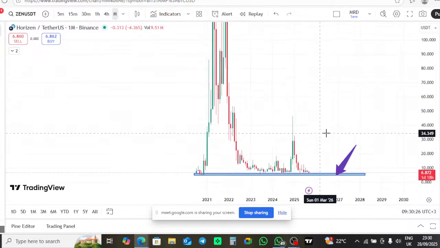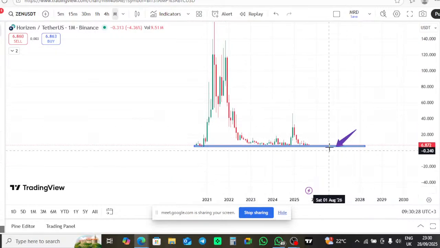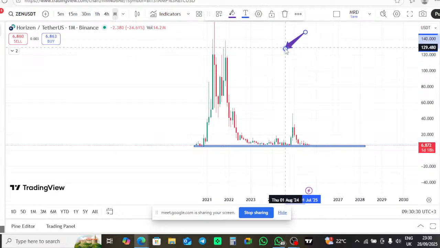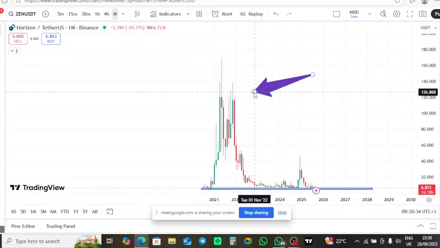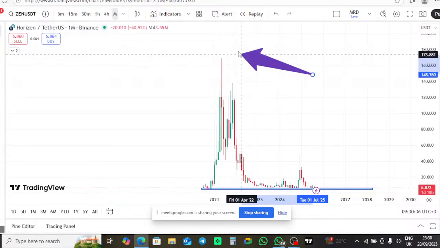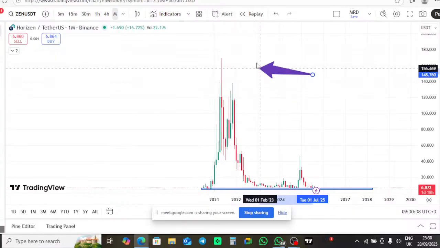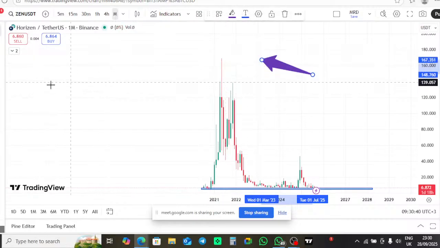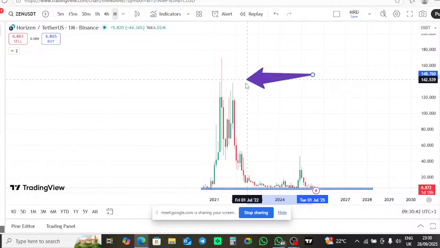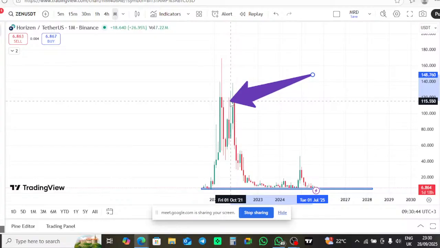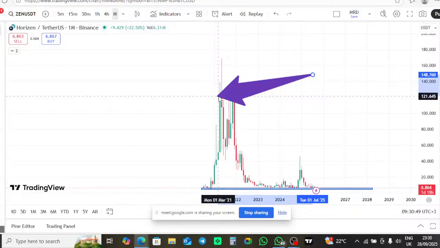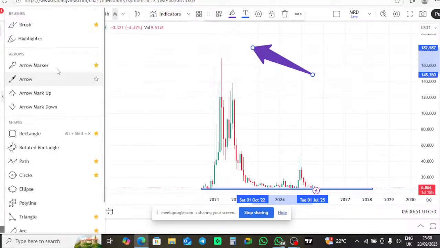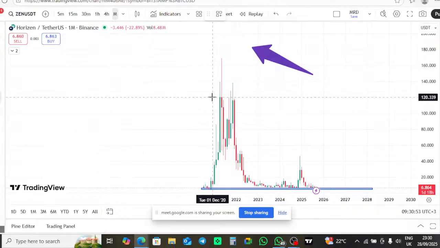1. Let us go to the supply. The supply level is up here, and when we are drawing this, we are not going to consider these wicks as the support or resistance. No, strictly we are going to consider the body of the candle, where they closed from. It's what we are going to consider, and we draw our resistance level.